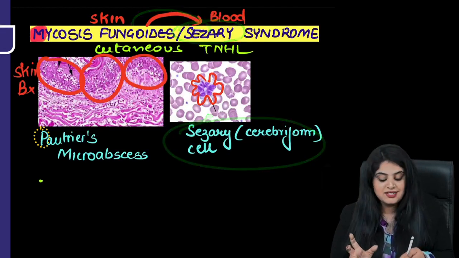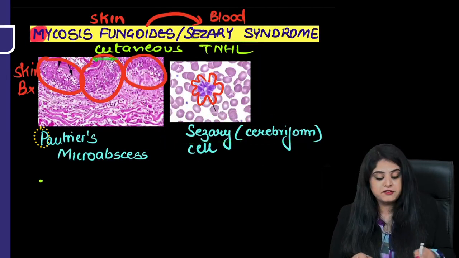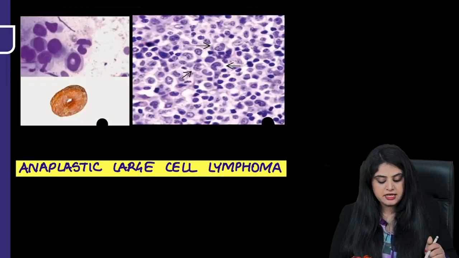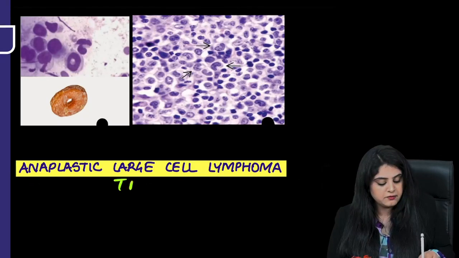Like I said, tongue twister. Cerebriform Sézary cells, and this is known as the Sézary syndrome. This is the first TNHL. What is the next TNHL that all of us have to know? It's the very, very famous anaplastic large cell lymphoma.